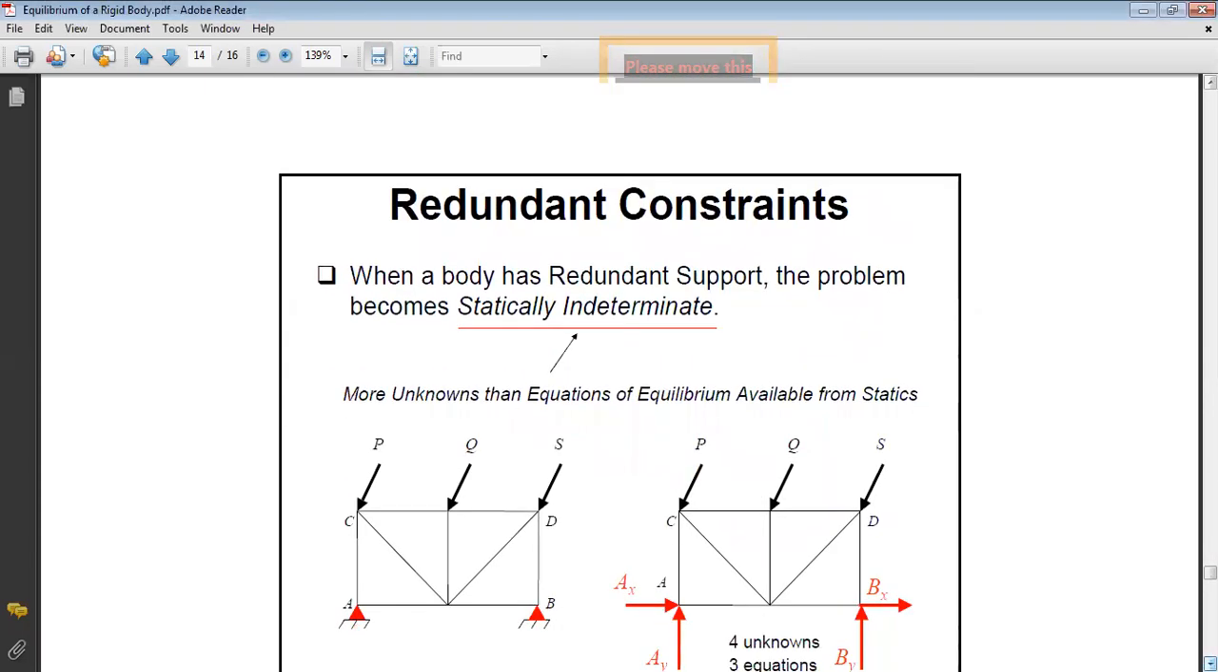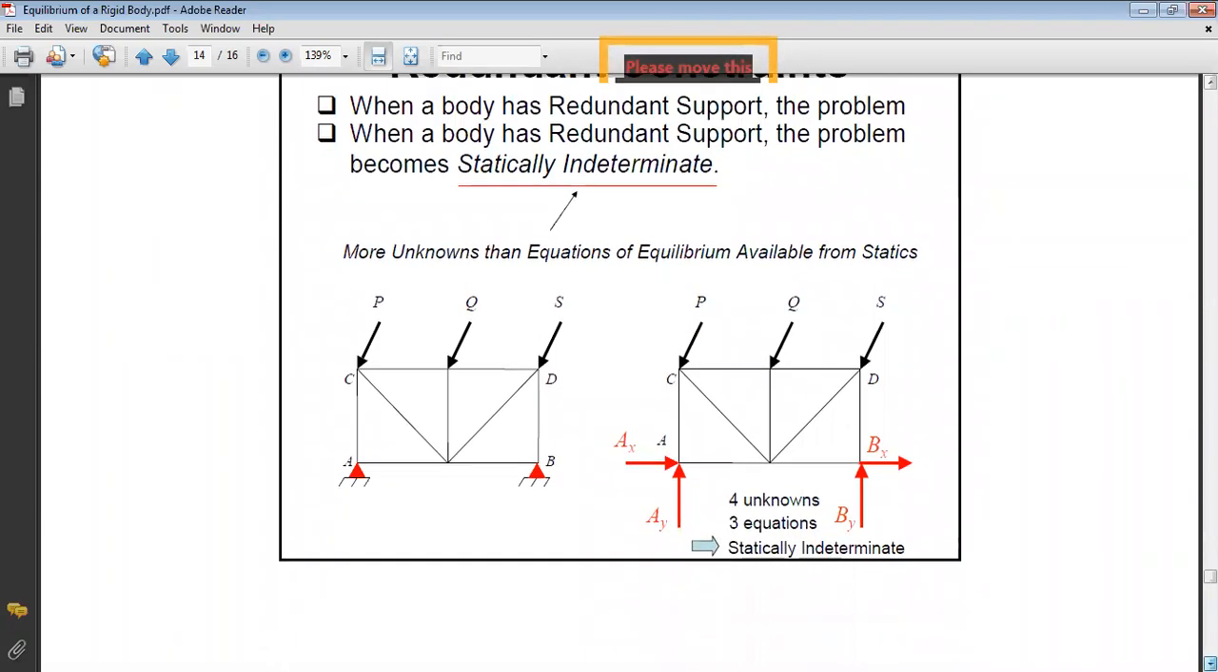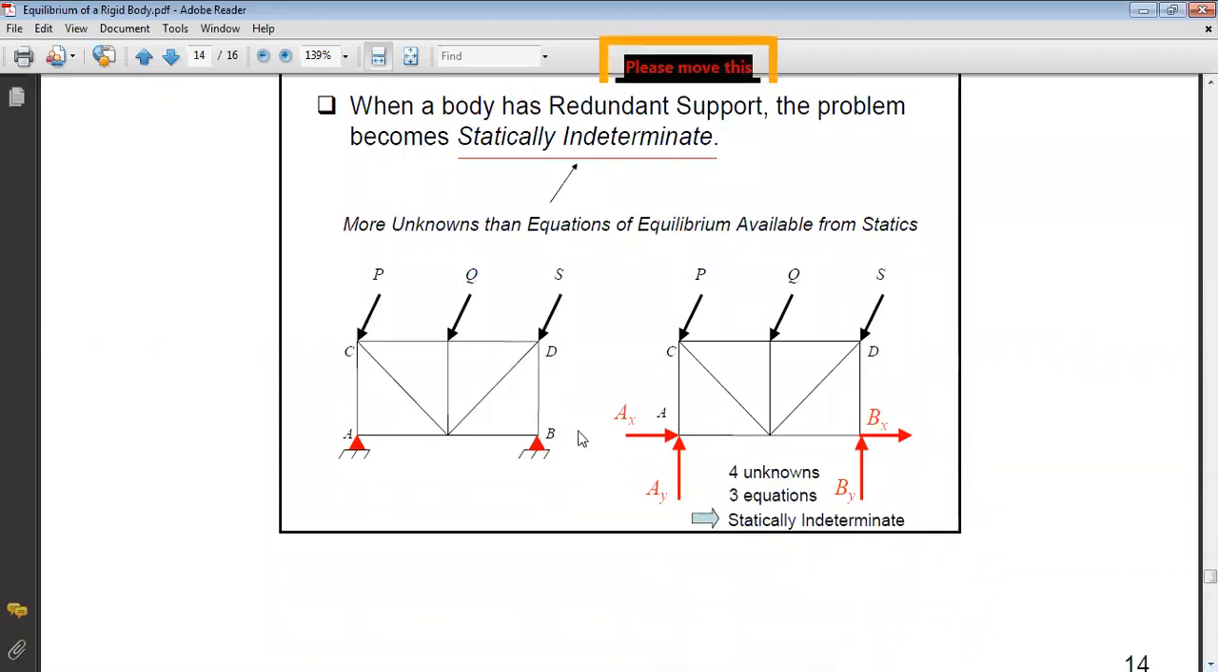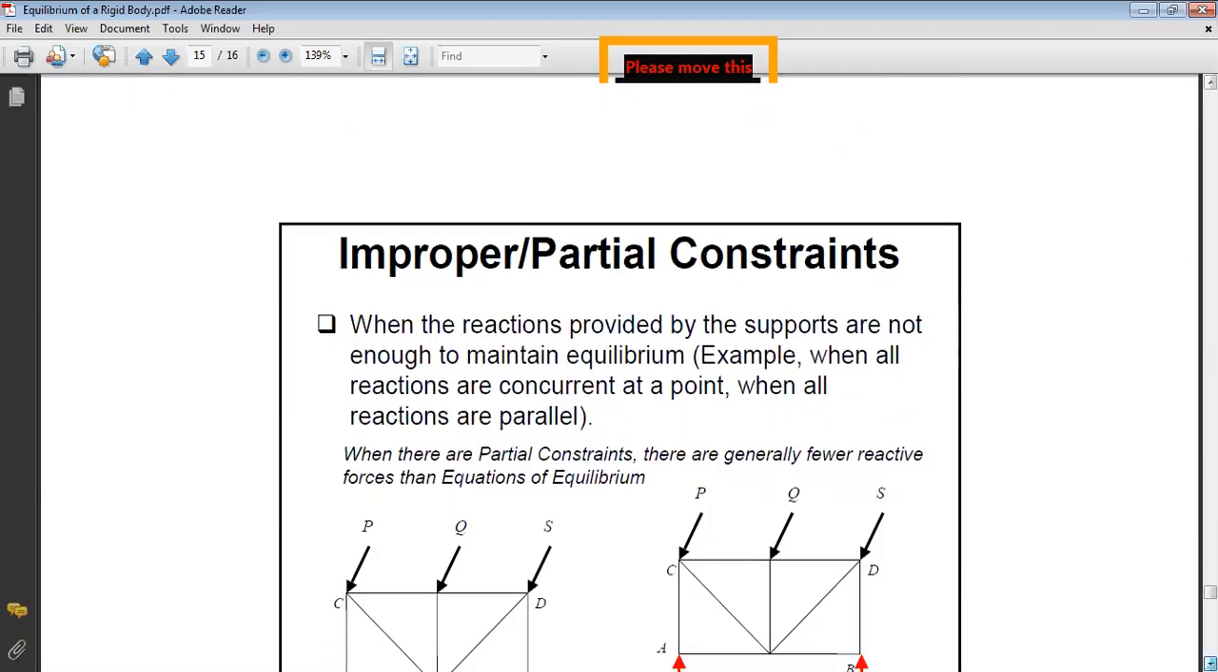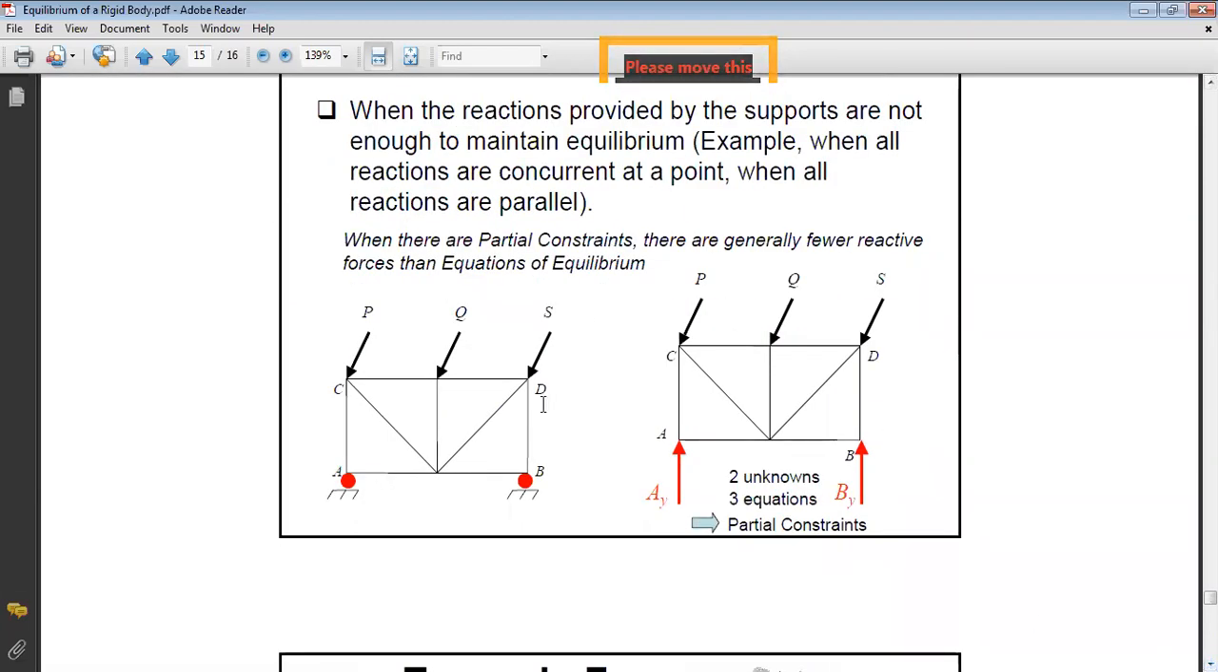Now, for redundant constraints, as we said, the problem cannot be statically solved because we have more unknowns than equations. So this is an example as I gave you. We give 2 pins for a structure. So we have 4 unknowns, but only 3 equations. So we cannot solve it using statics. And here are examples of partial constraints as we did together. If we put 2 rollers also, rollers will not be able to oppose any force in X, so it's not convenient for all types of loading.